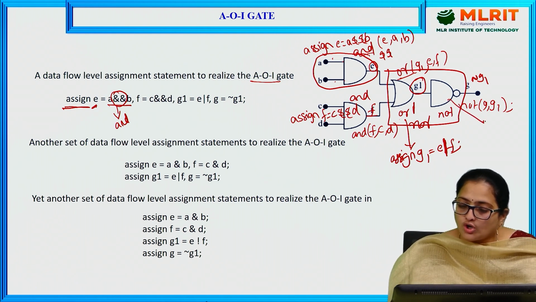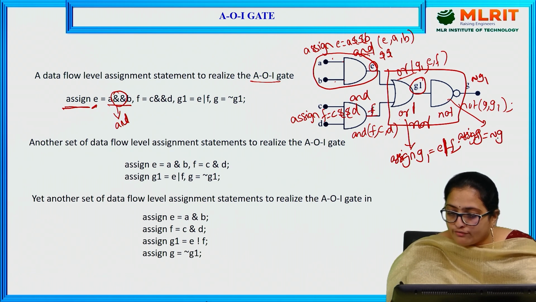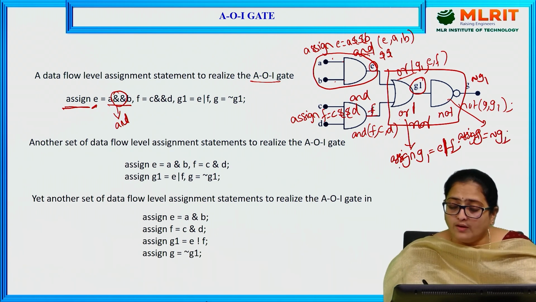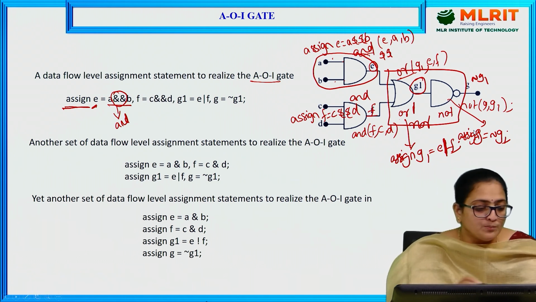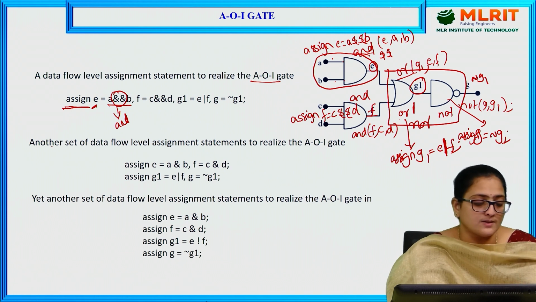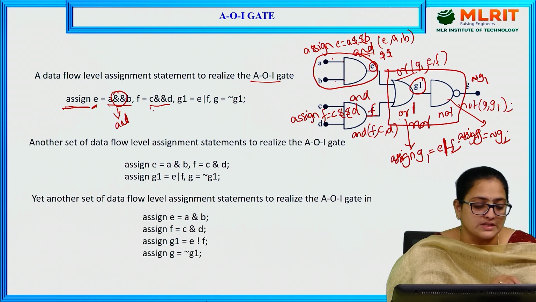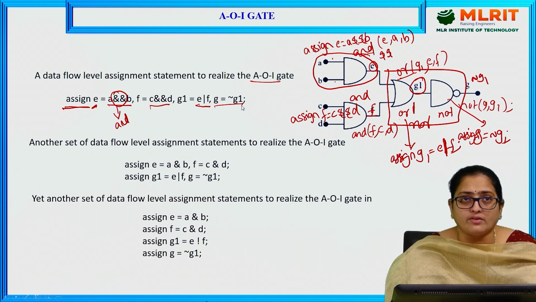And coming to this NOT operation, the output of the NOT gate is given with the variable G, and G is assigned. We need to write the assign statement compulsorily. Assign G is equals to complement of G1. So instead of writing 4 assignment statements, 1, 2, 3, 4, a single assignment statement can be used for all the 4 gates. So assign E is equals to A ampersand B, F is equals to C ampersand D, G1 is equals to E or F, and G is equals to complement of G1.